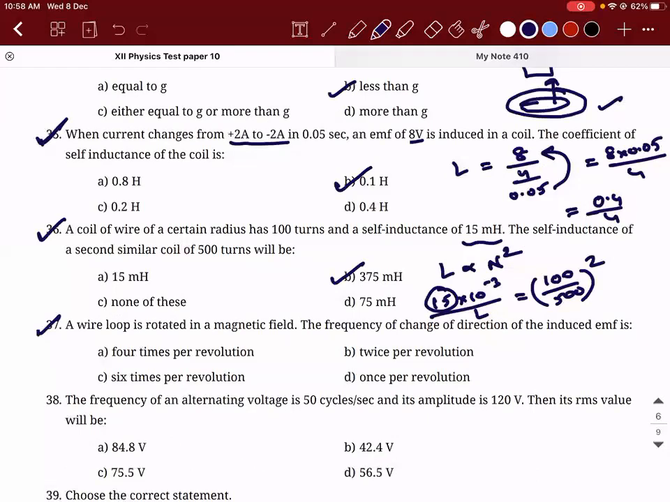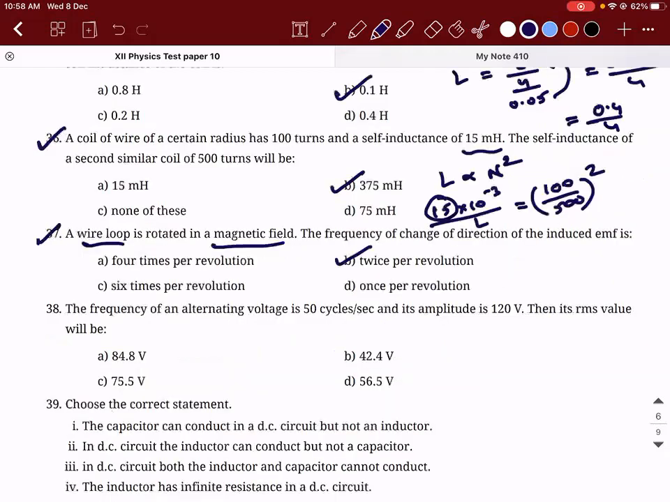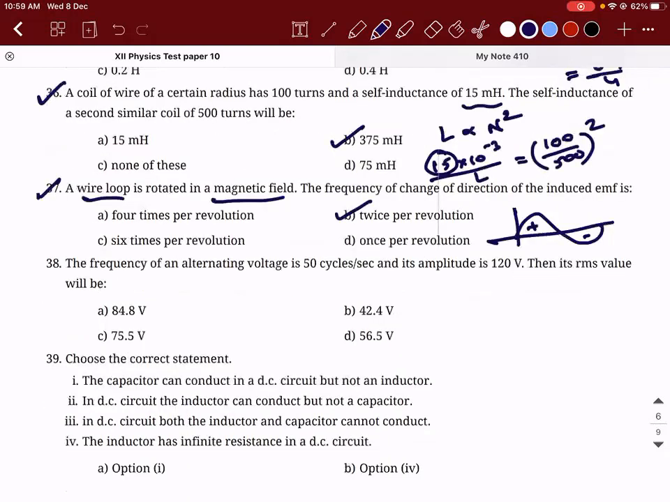There is a wire loop which is rotated in a magnetic field. The frequency of change of direction of the induced EMF will take place twice per revolution. This I have discussed many times. Because an alternating current will get generated, so it changes its direction twice per revolution.